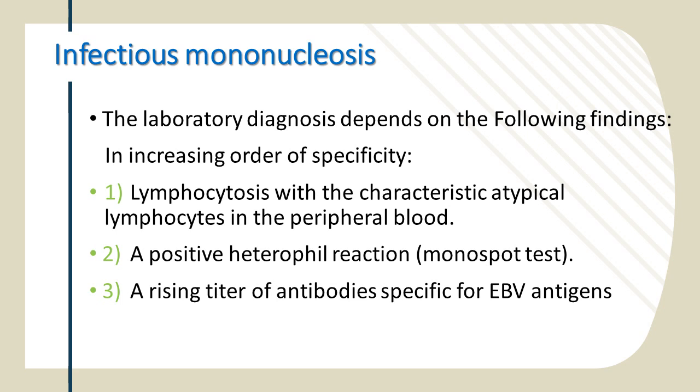The Epstein-Barr virus specific antibodies are: first, antibody against viral capsid antigens. These antibodies are initially of immunoglobulin M type and later of immunoglobulin G type. And secondly is the antibodies to Epstein-Barr virus nuclear antigen.